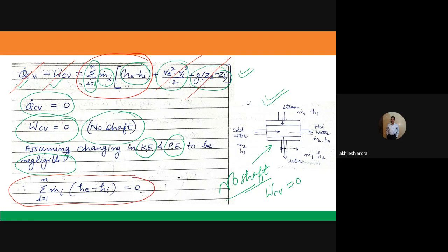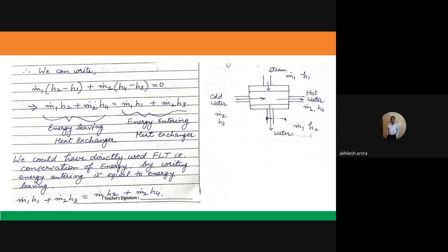Now basically this is the equation which we need to apply for this particular heat exchanger. Okay, so let us see how we can apply this. Now once again, what was the equation? We have written the equation sigma mi, where i is equal to 1 to n, into (He minus Hi), and this value is equal to 0.